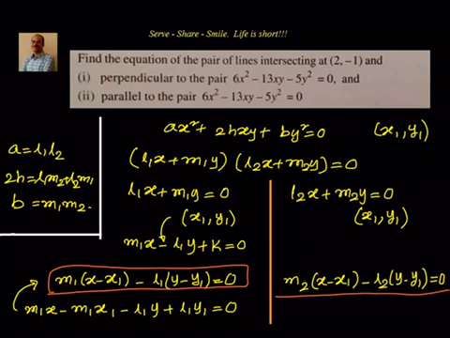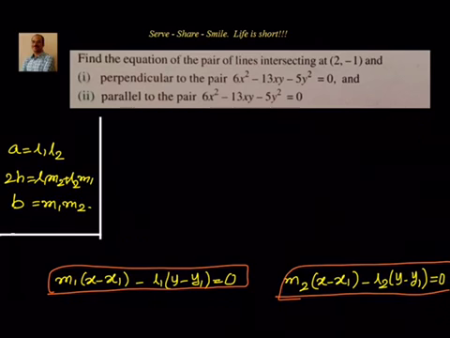So we have two equations now. We can go back and multiply them so that we can represent them back in the pair of straight lines format. That will be our next step. The combined equation will be M1 into x minus x1 minus L1 into y minus y1.